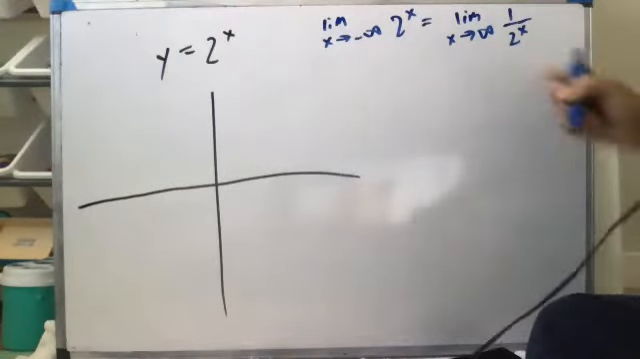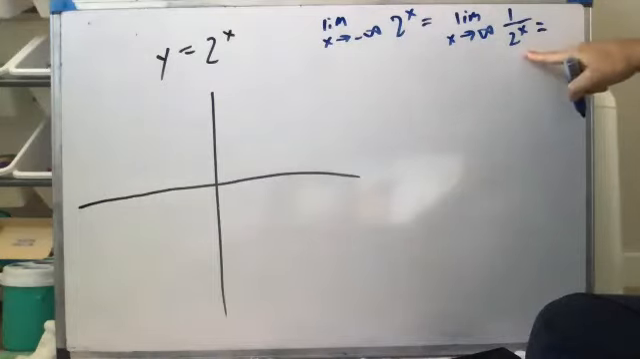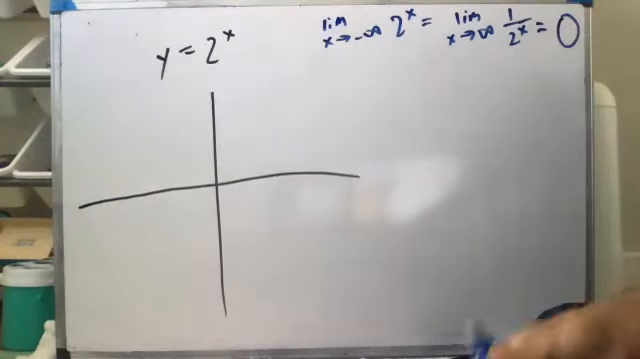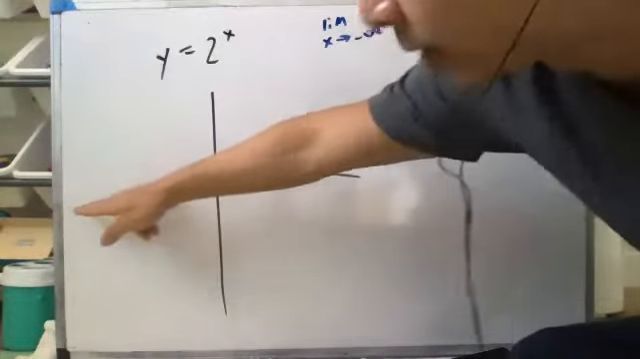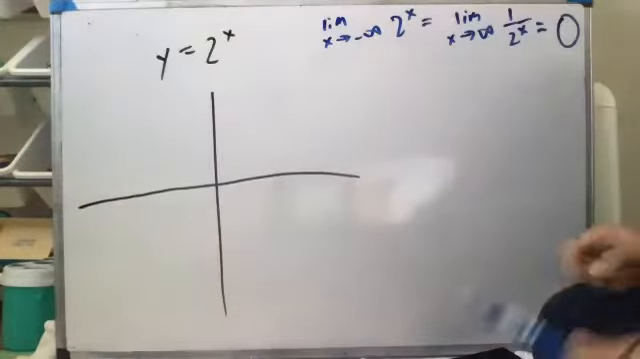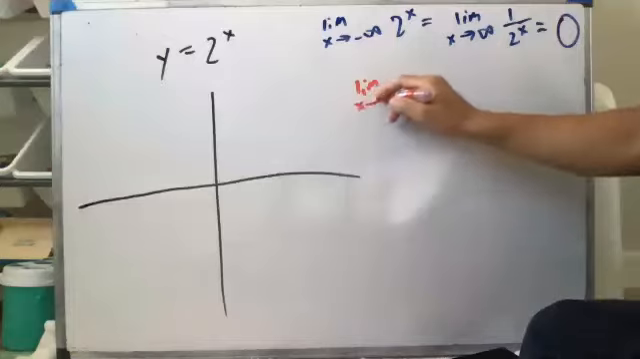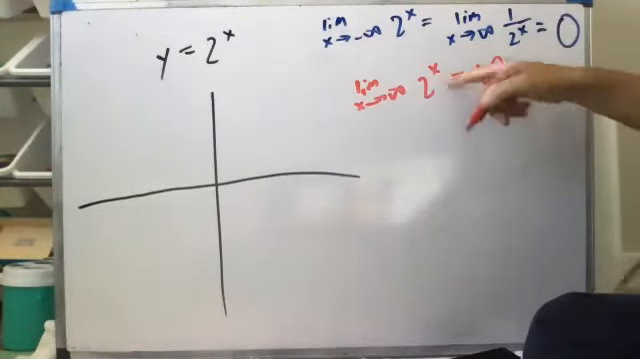Okay, so as x gets really big, this is going to go really big on the bottom. The top is going to stay fixed at 1. So this is going to head towards 0. Does that make sense? So as x goes to negative infinity, it's going to head towards the line 0. It's kind of like a horizontal asymptote. And then let's do the right side. The limit as x goes to positive infinity of 2 to the x just goes to infinity, because this is getting bigger and bigger.